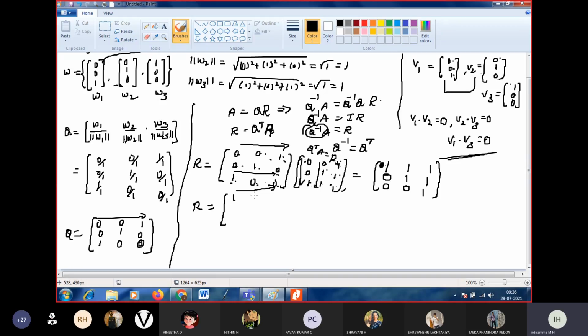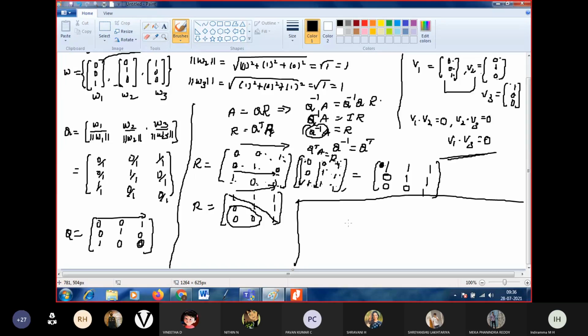So we got 1, 1, 1. So 0, 1, 1. So 0, 0, 1. So now it is an upper triangular matrix. R is the upper triangular matrix. Yesterday also we discussed that we will get R as the upper triangular matrix. Correct? Below the principal diagonal, the elements are zeros. It is an upper triangular matrix. Correct? Is it correct? Yes, ma'am.